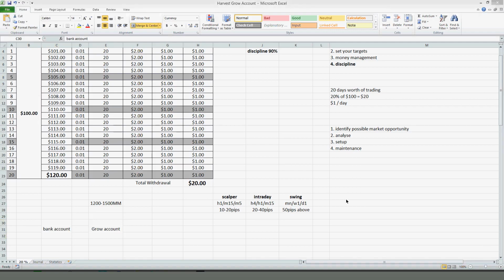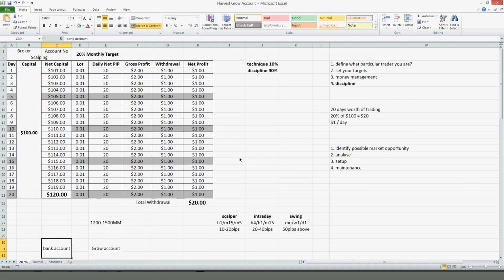The bank account is much more for the withdrawals that you're going to do, because you're earning about $2 per day. You only need to grow your account $1 a day, as we already calculated earlier on. So if you earn about $2 a day, then $1 goes to the withdrawal, to the bank account, and the other dollar goes to your capital.